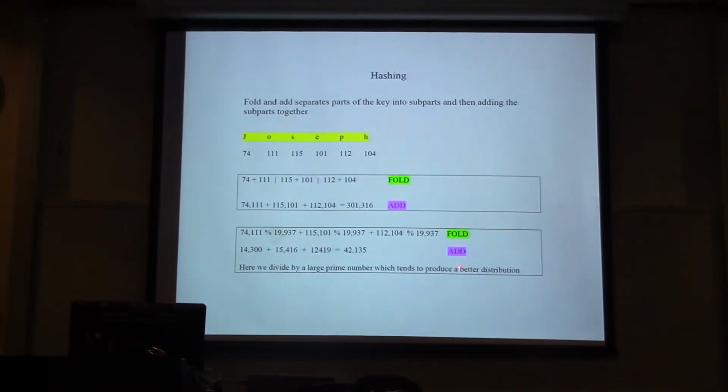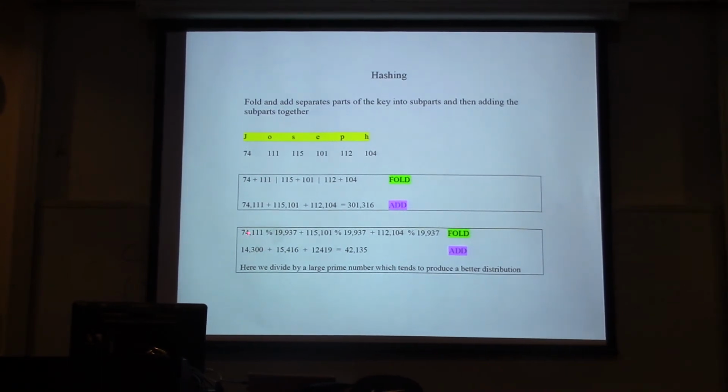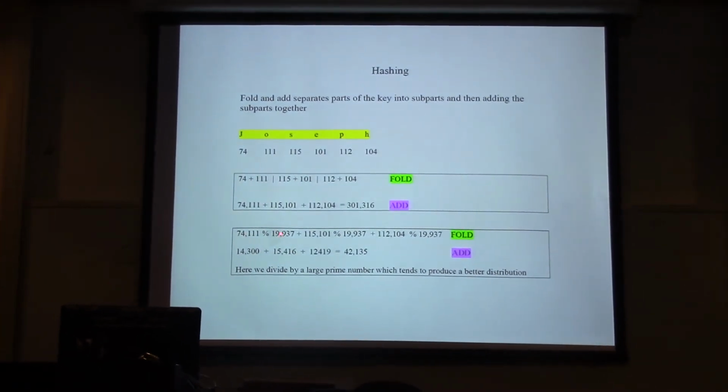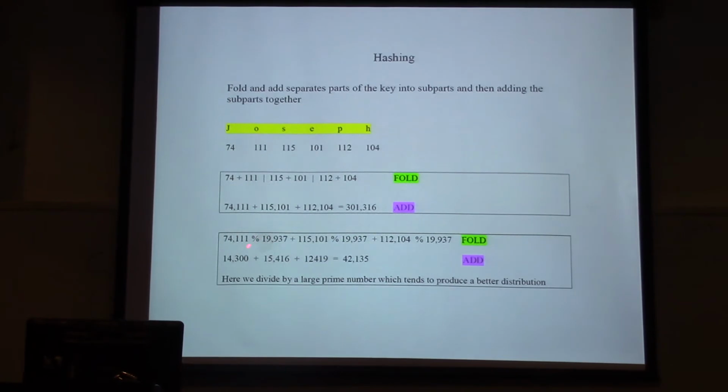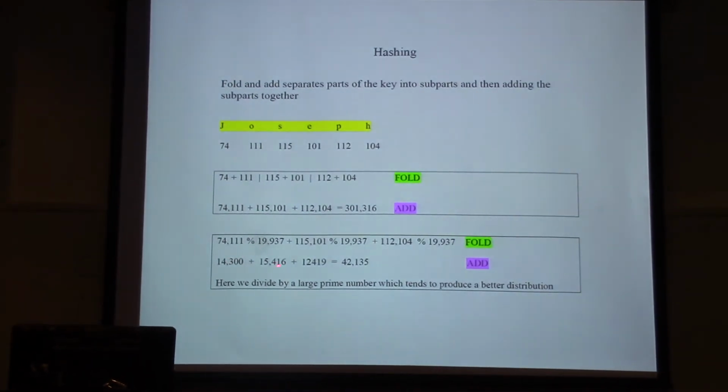So here we divide by the large prime number, which tends to produce a better distribution. So here we're taking this number, getting a better distribution. This one gives me this. This one gives me this. This one gives me this. I add them, I get this number. I take it and I do one more modulo by this one. And then I'm in good business. Of course, I probably want to use more than just Joseph.